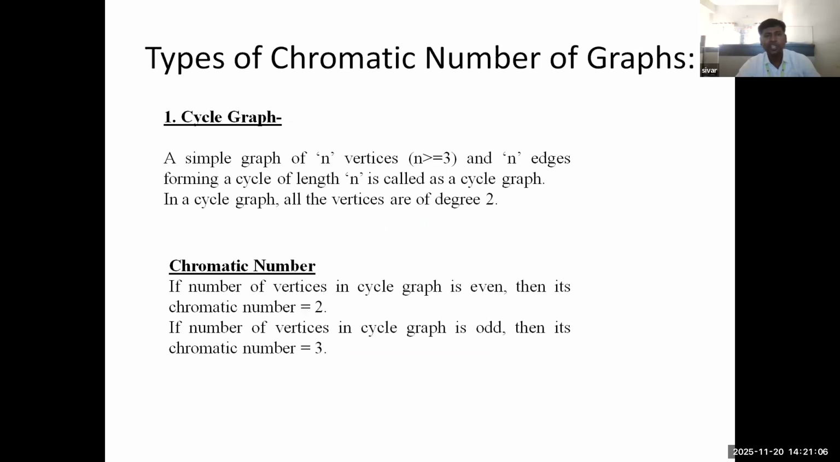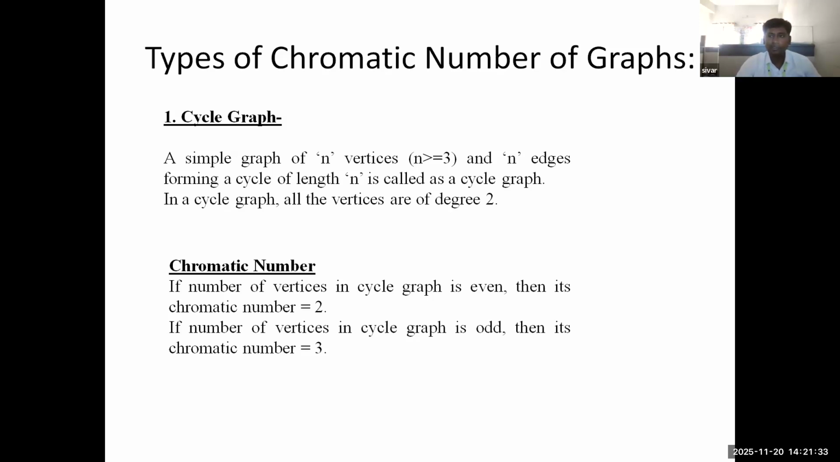Next one is types of chromatic number of graphs. We have so many different types of graphs. The first one is a cyclic graph. What are the chromatic numbers for a cyclic graph? But first we will see what a cyclic graph is. Simply, a cyclic graph has cycles. A cyclic graph has a path or loop. That is called a cyclic graph.